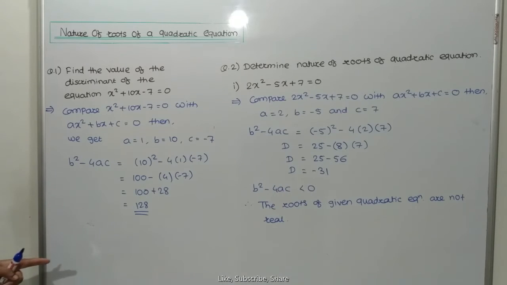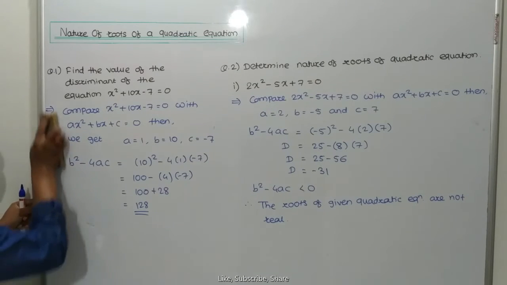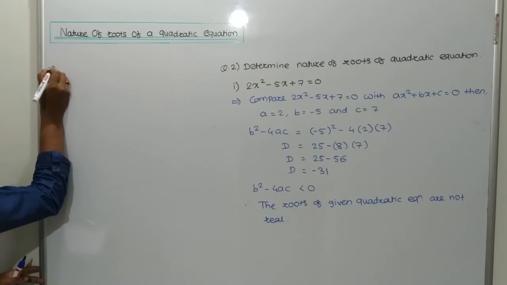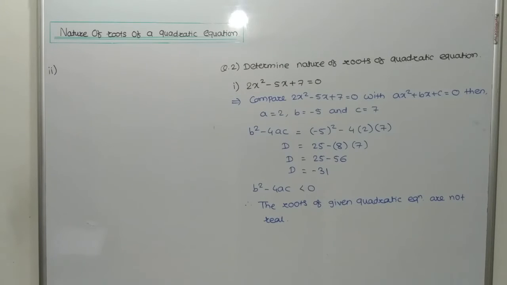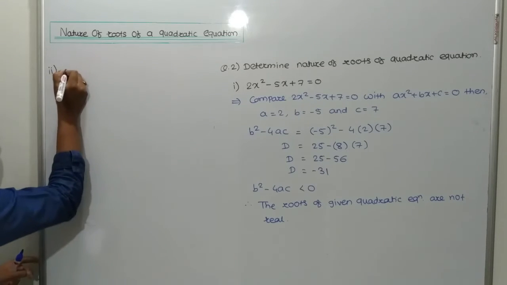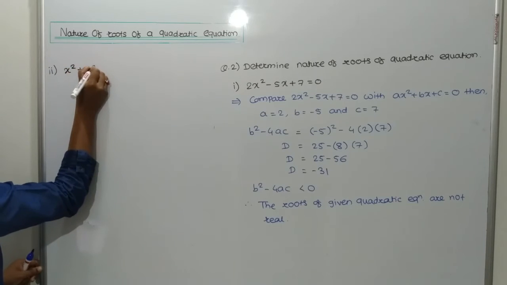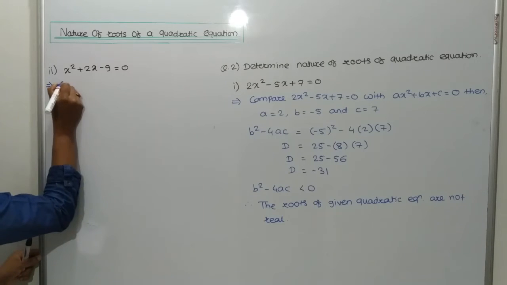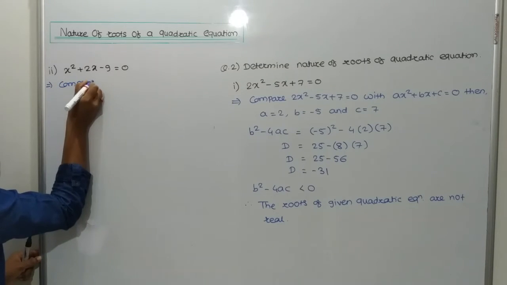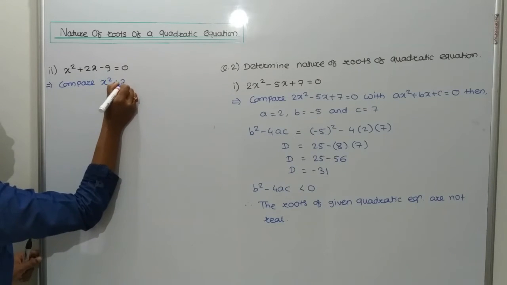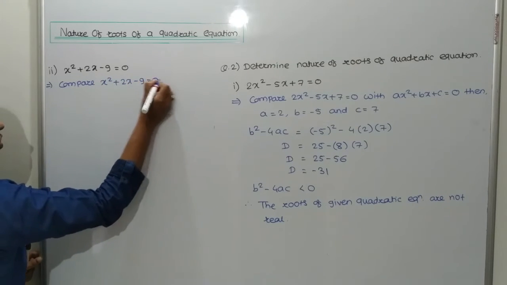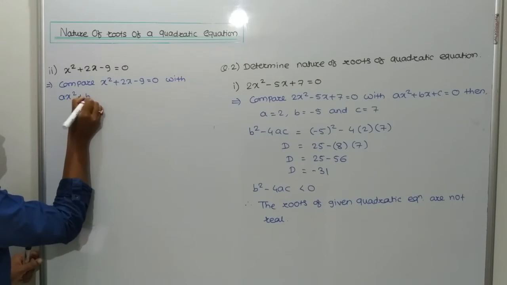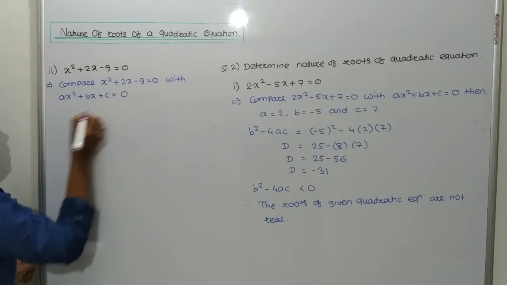If I write this, take a screenshot of it and do this side. Next example, second one: x square plus 2x minus 9 is equal to 0. So first step is what? Compare x square plus 2x minus 9 is equal to 0 with ax square plus bx plus c is equal to 0.